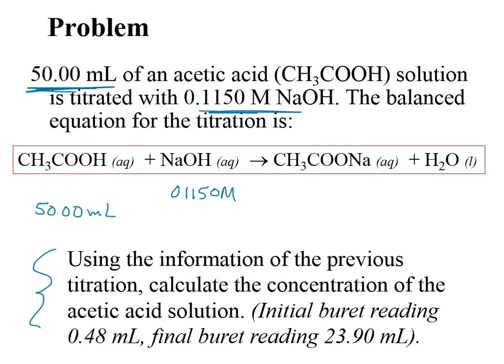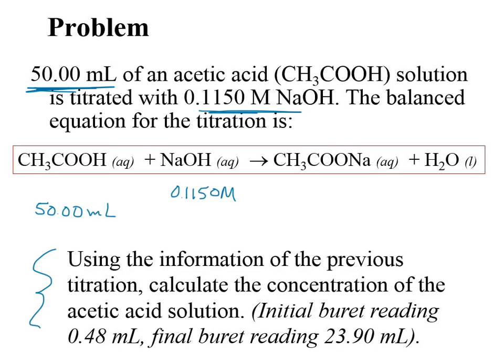So what this is saying is they started with an initial burette reading of 0.048 milliliters. They went ahead, and this, by the way, is the NaOH. That's the titrant, and in here is the acetic acid, CH3COOH. And specifically, this is 50.0 milliliters.